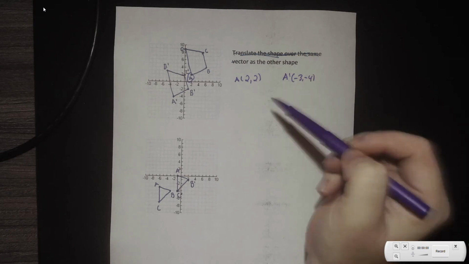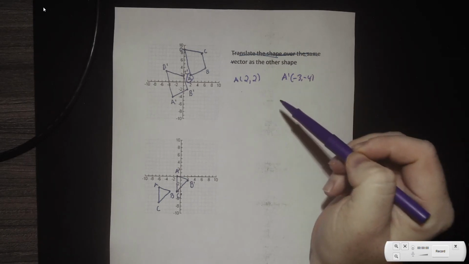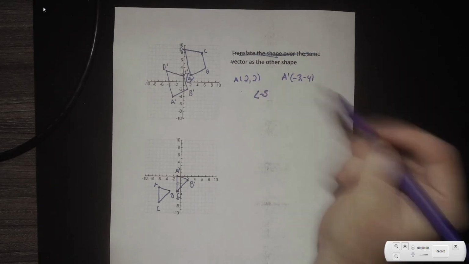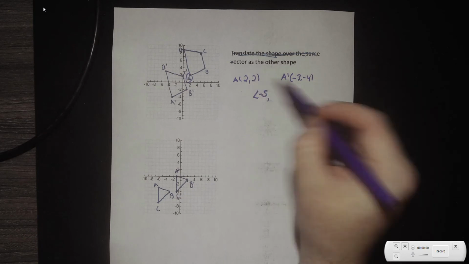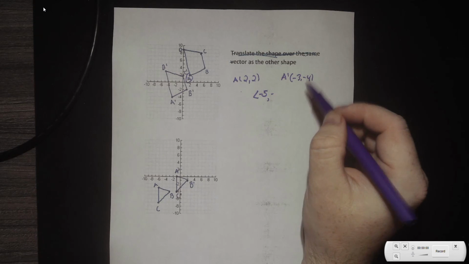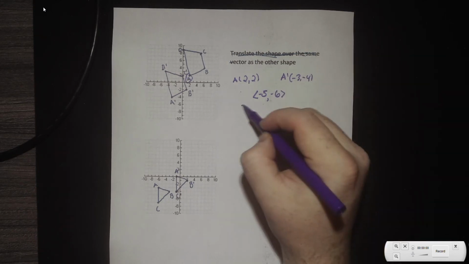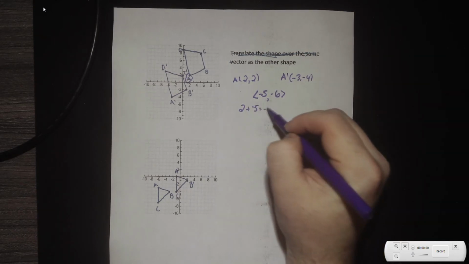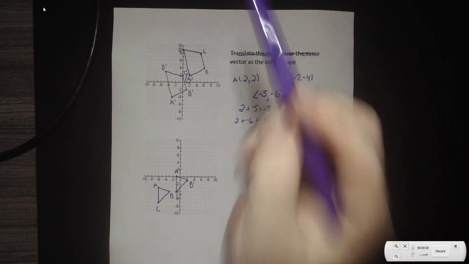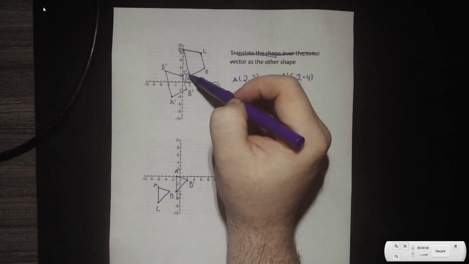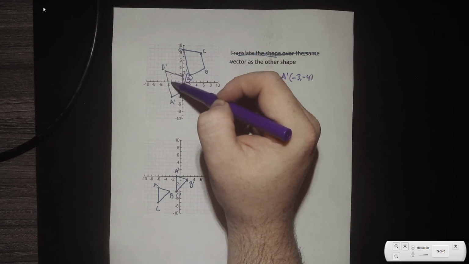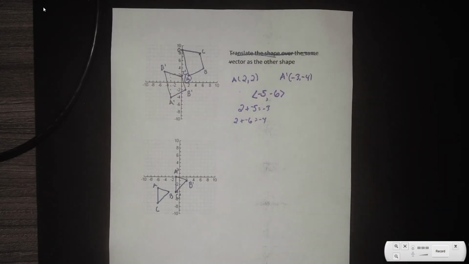Okay, and you're going to ask yourself, well, what do I have to add to 2 to get -3? And the answer would be -5. 2 plus -5 is -3. And what am I going to add to 2 to get -4? And again, the answer would be -6. Because 2 plus -6 is -4. Or coincidentally, you could just also count. So you could go 1, 2, 3, 4, 5, 1, 2, 3, 4, 5, 6. And that will also give you your vector.